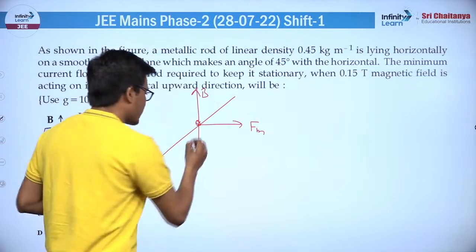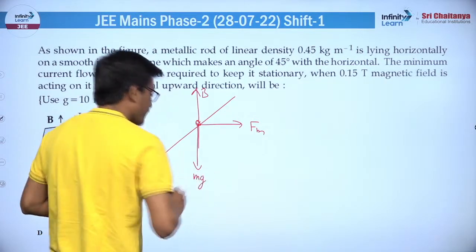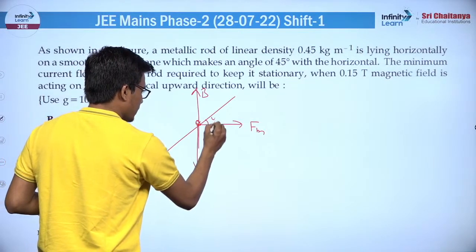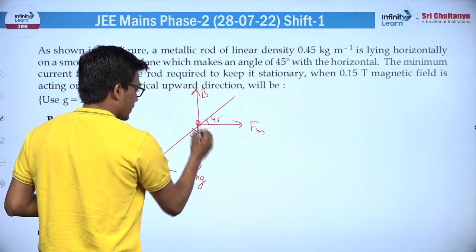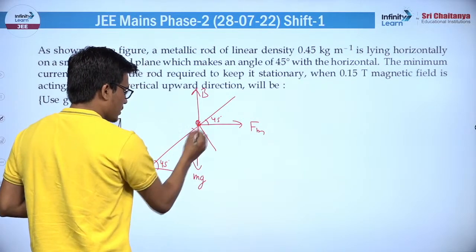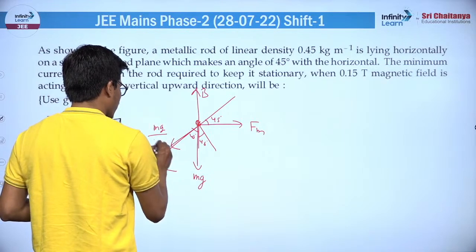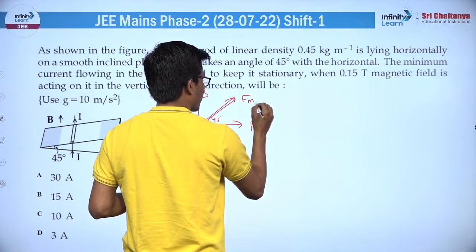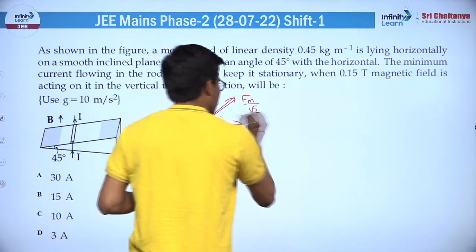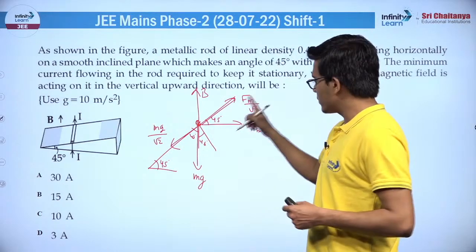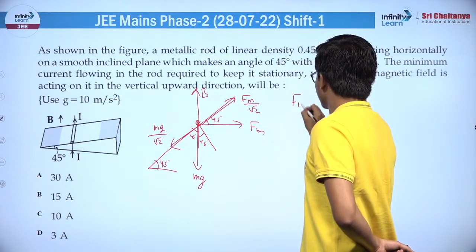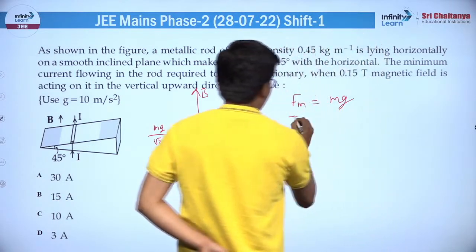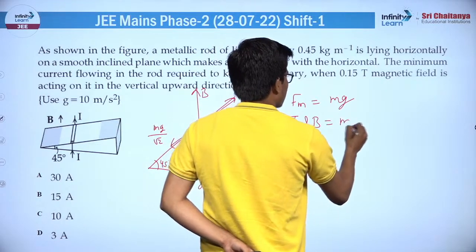And what other forces are acting on this? There will be an mg force. If it is in equilibrium and this angle is 45 degrees, then definitely this angle will be 45, this will also be 45. The component of mg along the incline is mg cos 45 or sin 45, that is mg by root 2, and the component of magnetic force along the incline is Fm cos 45, that is Fm by root 2. If this wire is in equilibrium, both have to be equal, meaning magnetic force is actually equal to mg, right? Root 2 and root 2 will get cancelled, and magnetic force is given by ILB equal to mg.